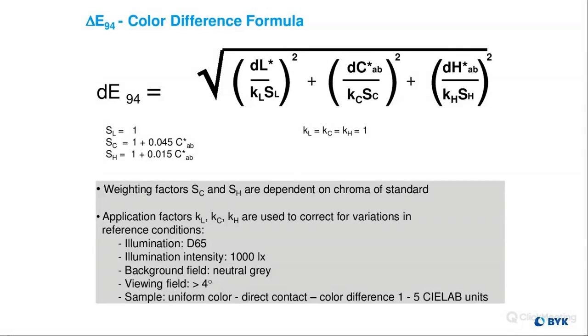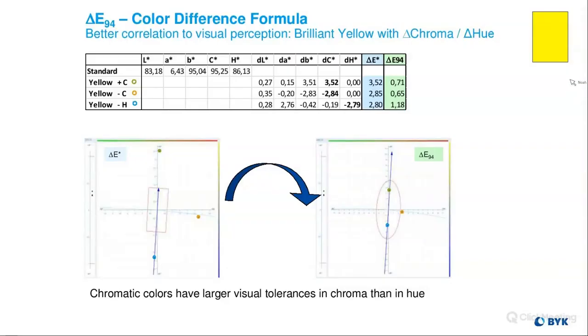And so we see here in this example of a brilliant yellow, like a highly chromatic yellow, the difference is from using delta E star, where it's that box tolerance, versus delta E94, where it's now an elliptical tolerance. And what's nice is that for chromatic colors, we have a larger visual tolerance in chroma than in hue. And so we can make a nice tolerance here that takes into account that chroma and the hue.